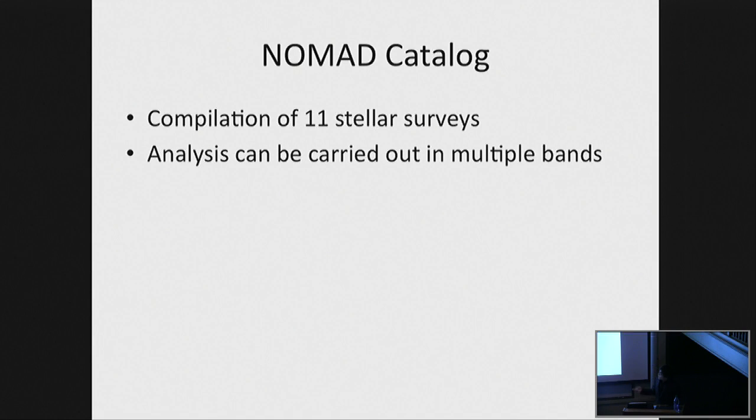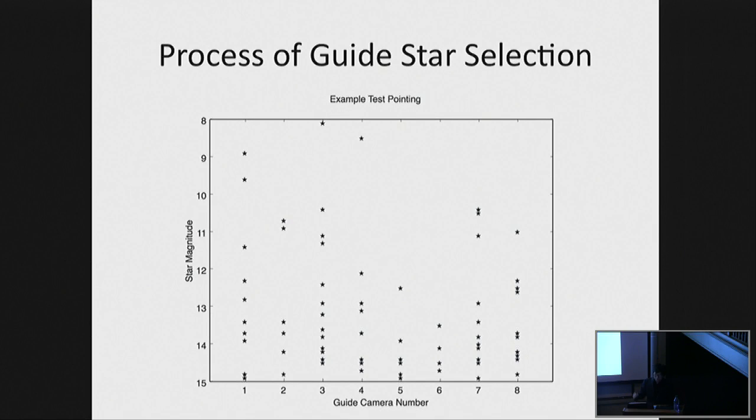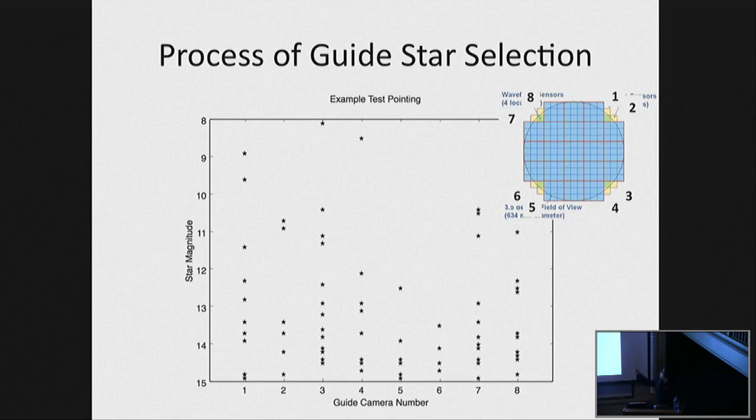So what I've done now is I'm taking this instrument and pointing it at a theoretical or an actual star distribution. I'm pulling the stellar data from the NOMAD catalog, which is provided by the U.S. Naval Observatory, and it compiles 11 different star surveys together with information about multiple wavebands. This is a mock star distribution that I created for the purpose of explaining the process of selecting a guide star. The numbers across the bottom correspond to numbering of each of the guide sensors.